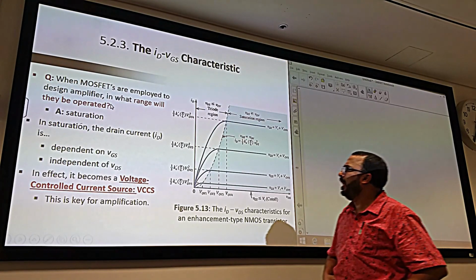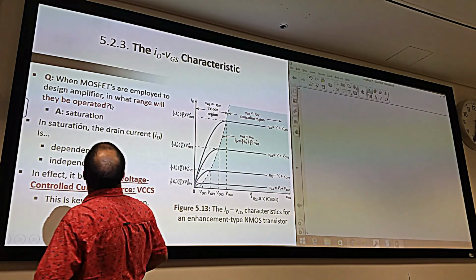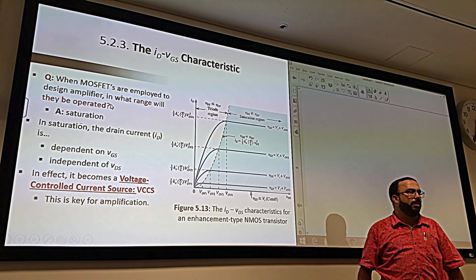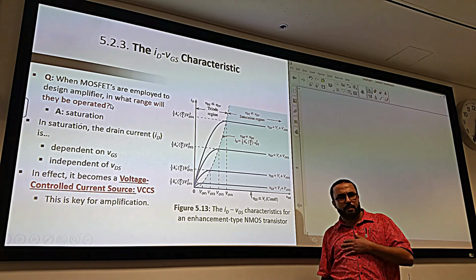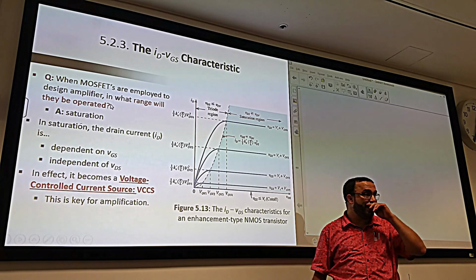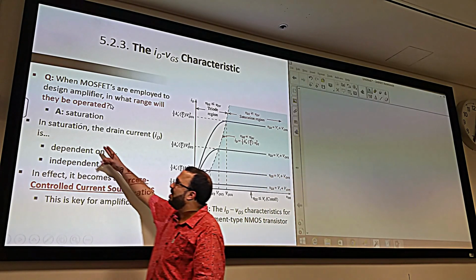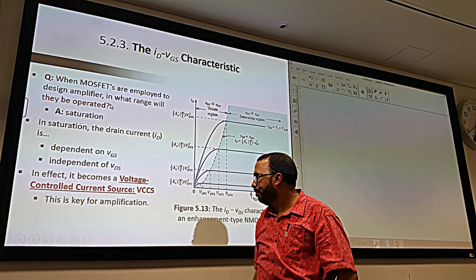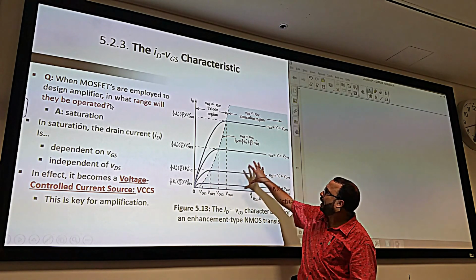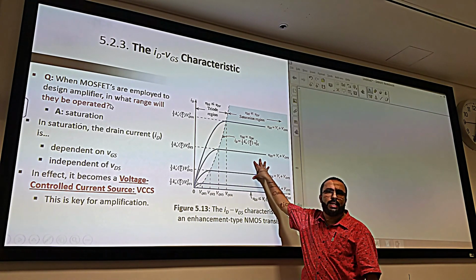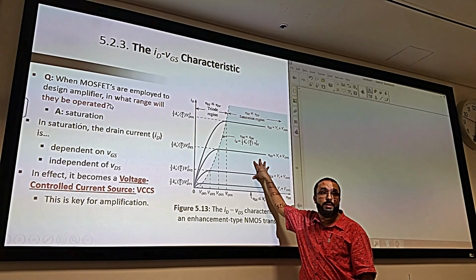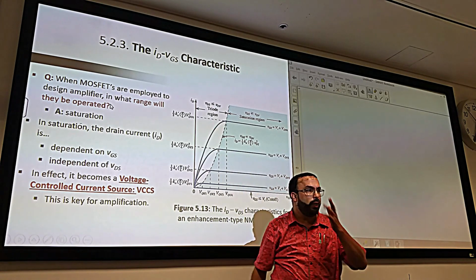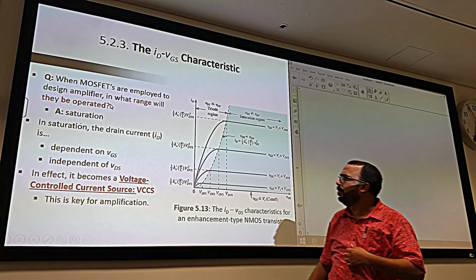Here we see something really interesting. The question is, when the MOSFET is employed in an amplifier, because the MOSFET will be used as an amplifier, yes or no? The answer is that the MOSFET has to be in saturation. And why? That's what we need to discuss now. The MOSFET has to be in the blue region so that we can use it as an amplifier. It will not amplify in this region. It will amplify in here. Why? That's what we are going to discuss here.